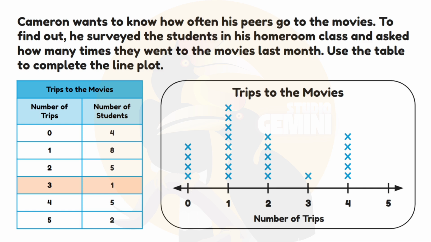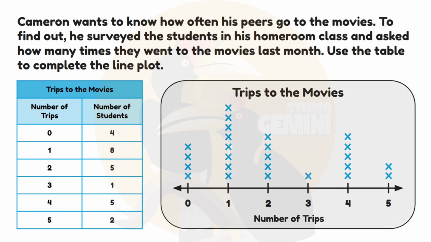1 student took 3 trips to the movies, so there is 1 X here. And 5 students took 4 trips to the movies, so 5 X's are placed above the number 4 on our line plot. The last row of our table shows that 2 students went to the movies 5 times last month. We need to show this on the line plot. Since 5 on the number line stands for the number of trips, we will place 2 X's above it to show the 2 students who took 5 trips to the movies last month. Now our line plot is complete.